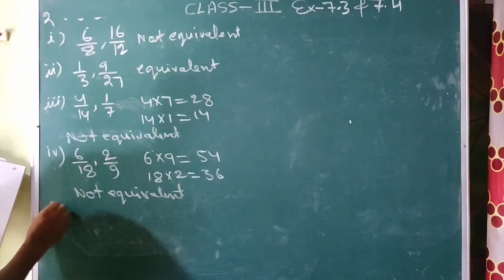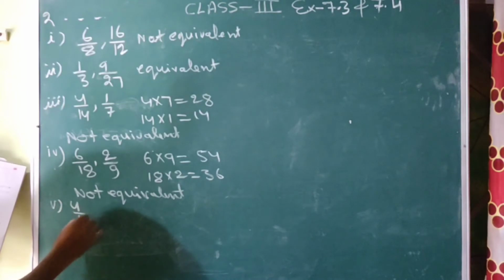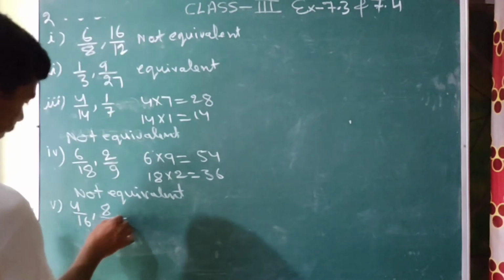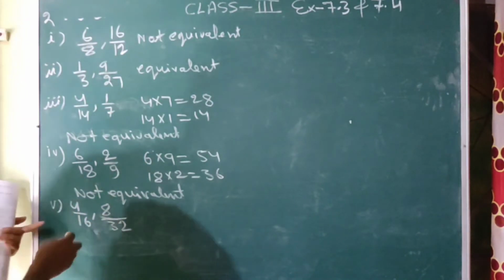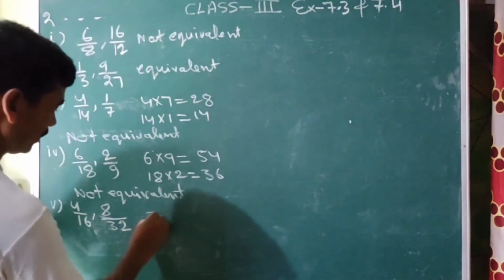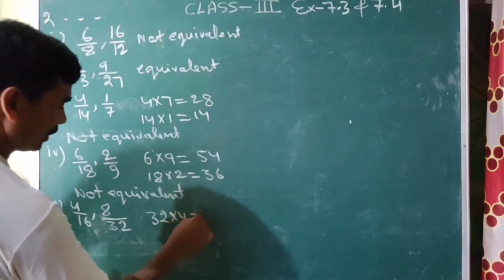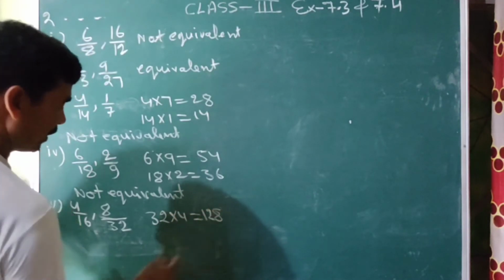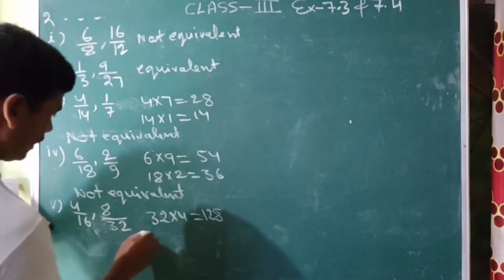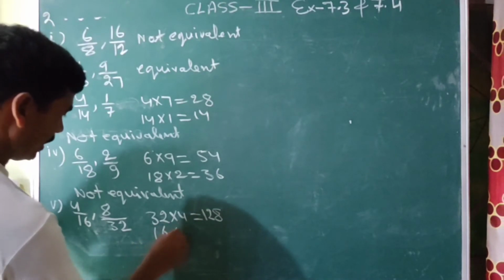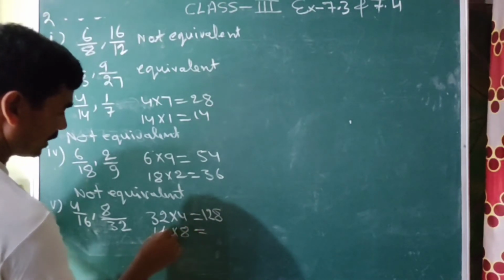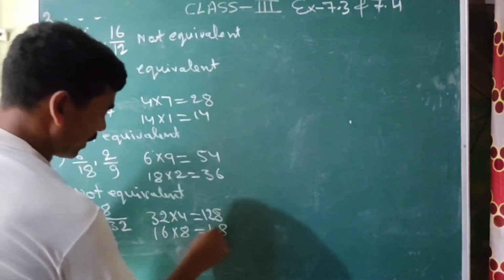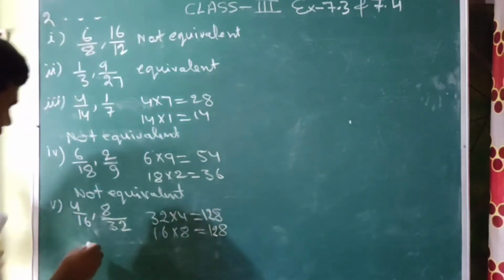Fifth part, 4 upon 16 and 8 upon 32. Here 4 32 ja 128, and then 16 8 ja 128. Both are the same, so that is equivalent.